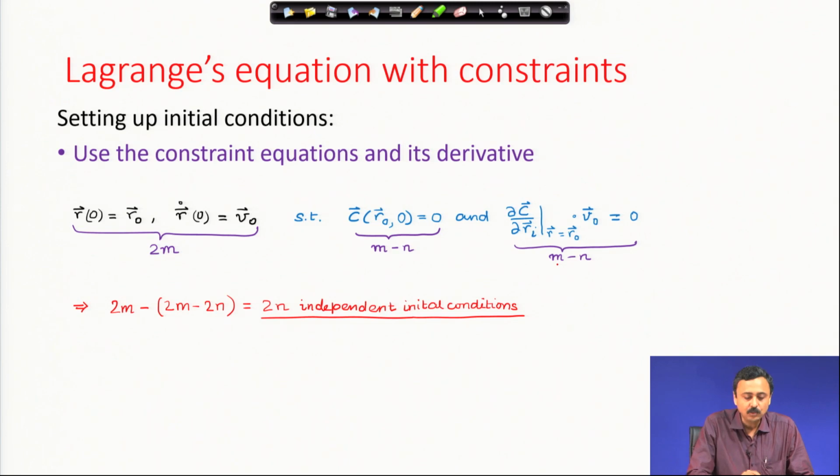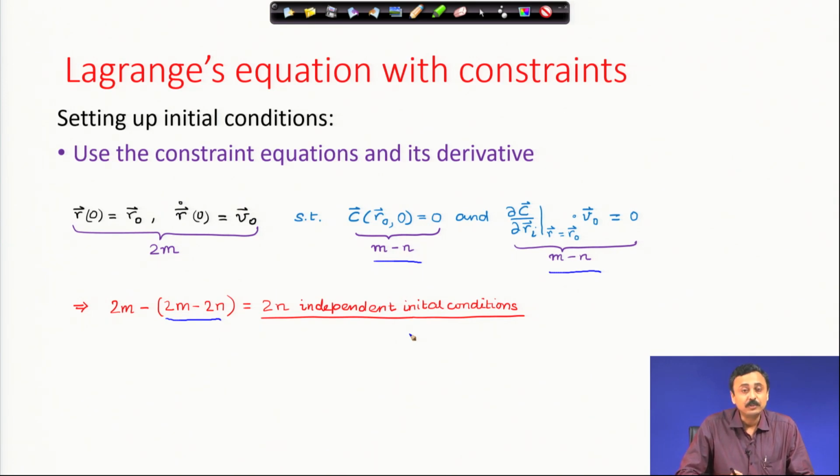Therefore, we have 2m minus 2m minus 2n. So, it is the summation of this and this. So, 2m minus 2n. Therefore, 2n independent initial conditions. We had n generalized coordinates. Of course, we did not work with generalized coordinates, but we had n generalized coordinates. Second, we get second order differential equations in the generalized coordinates. Therefore, we will require 2n initial conditions, and that is precisely what we are getting.